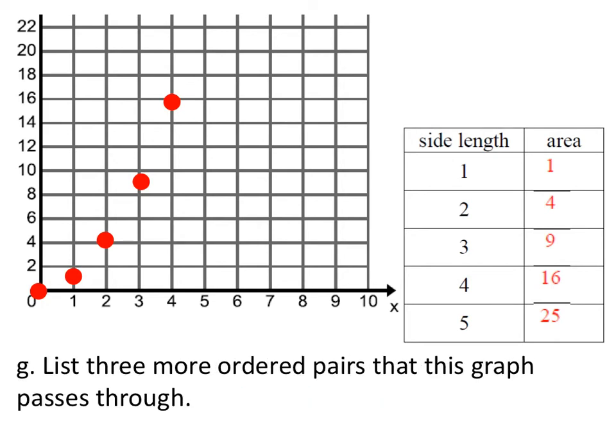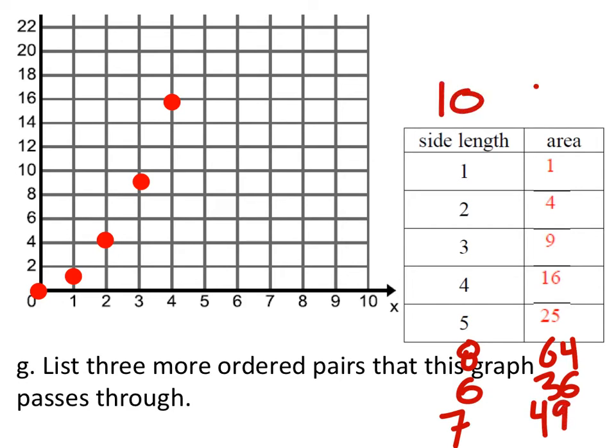So there's 3 more ordered pairs that this graph passes through. So we did have the (8, 64), so we're not going to include that one, but we could use (6, 36). 6 times 6 is 36. 7 times 7 is 49. Maybe if you wanted another one, 10. 10 times 10 is 100. That's a pretty easy one to use.